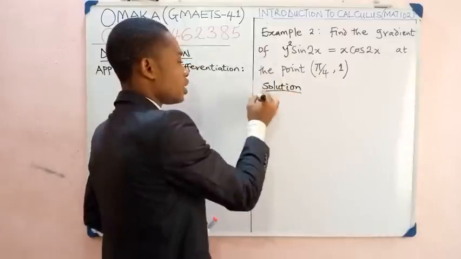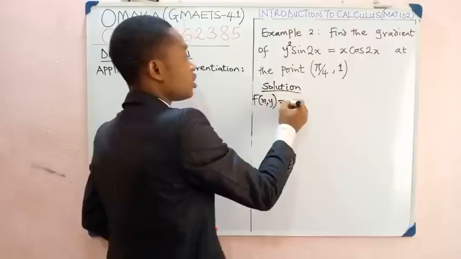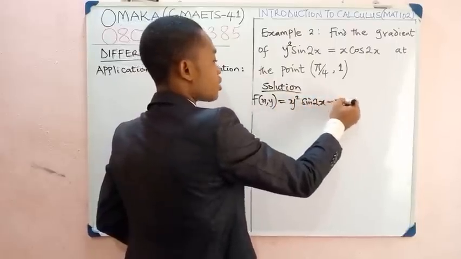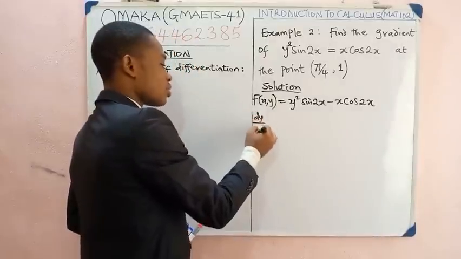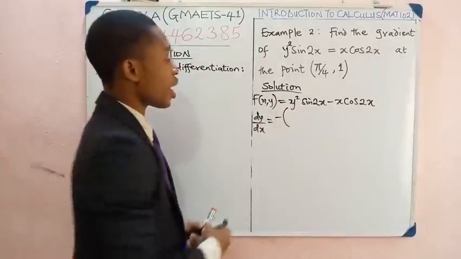You know what we do already. We let f of x, y be this. I'm going to move this term to the left hand side, so I'll have y squared sine 2x minus x cos 2x. And then to get my dy/dx, solving implicitly, it is going to be minus, differentiate partially with respect to x.